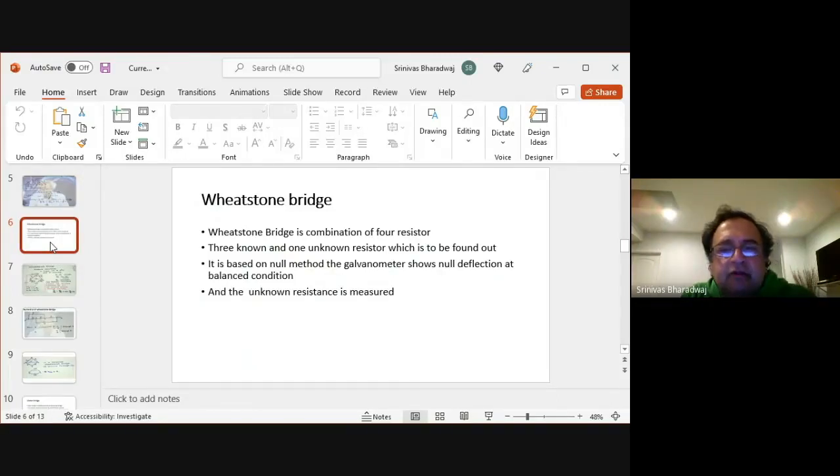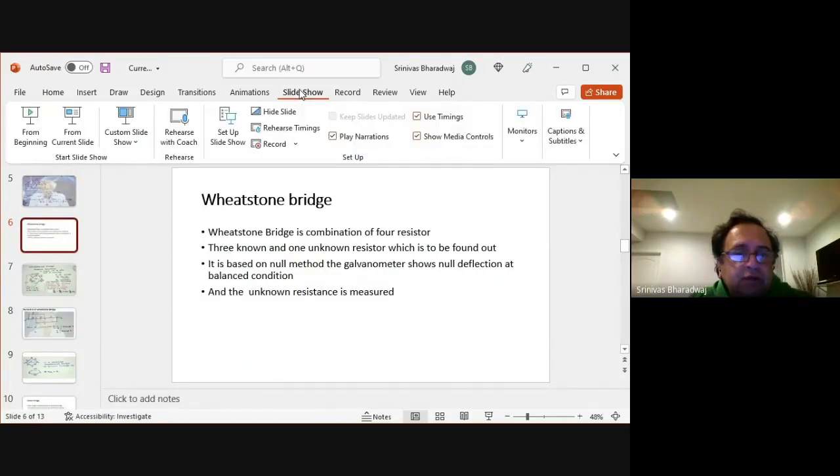Or you had three known resistors, and you wanted to find the value of a fourth resistor, and one of the resistors was adjustable. You know it and you can calibrate it. Then you can use it to calculate the unknown resistance. So that is the most common use of the Wheatstone bridge. But they are also used in two other things, which are called the meter bridge and the potentiometer. We will go into the details of all these things as well.